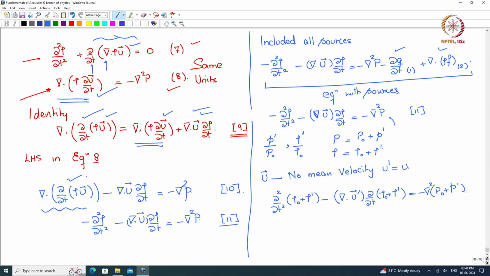So now this goes away, the mean density goes away, and what we are left with over here is del 2 rho dash by del t square plus del dot u dash del rho dash by del t is equal to minus del square of p dash.